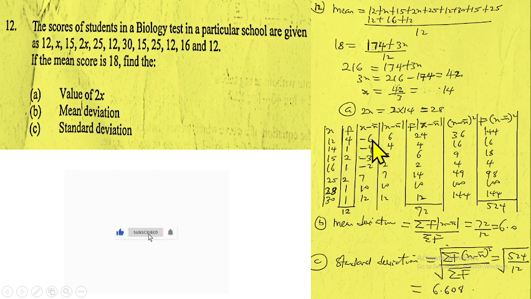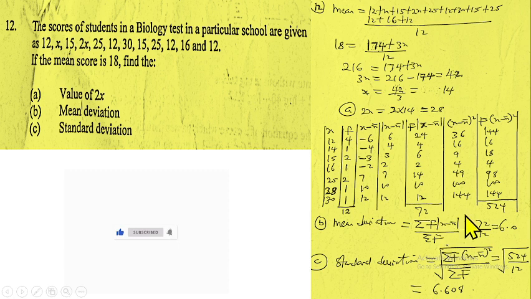12 minus 18 will give us minus 6. 14 minus 18 will give us minus 4. 15 minus 18 will give us minus 3. 16 minus 18 will give us minus 2. 25 minus 18 will give us 7. 28 minus 18 will give us 10. 30 minus 18 will give us 12. So that's the values of our deviation, our x minus x bar.